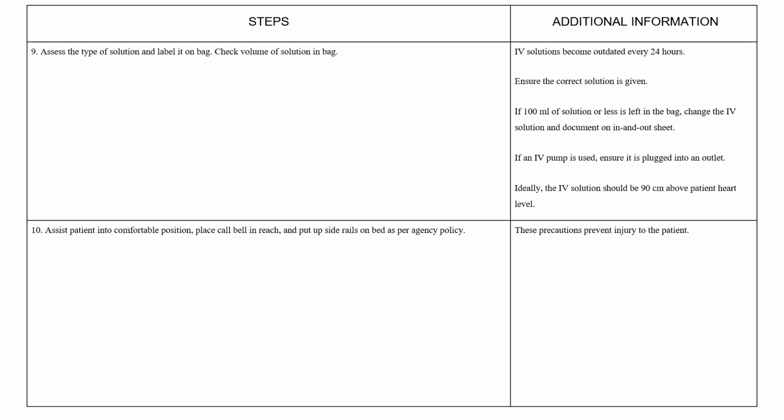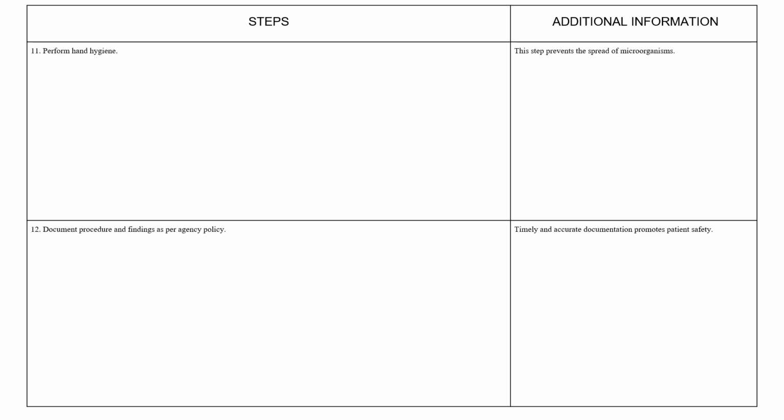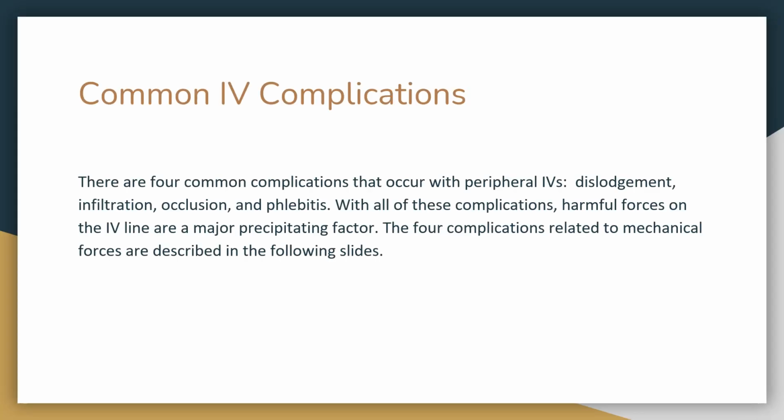You're going to assist the patient into a comfortable position, place the call bell in reach, and then put up the side rails per your agency policy. You're going to then perform hand hygiene again, and then you're going to document what you've learned.